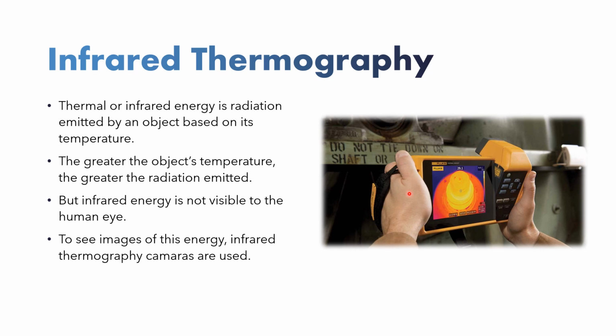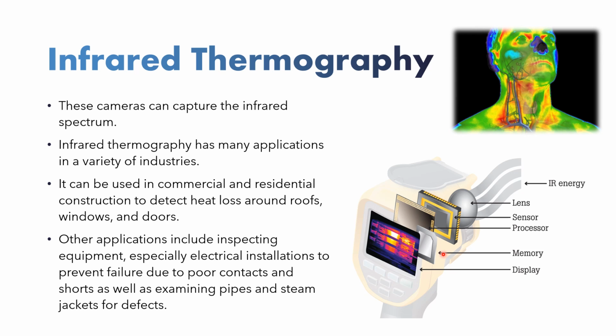But infrared energy is definitely not visible to the human eye. So we need an instrument to be able to look. Yeah. So to see the images of that energy, we have to use this infrared thermography camera. Yeah. You shoot it and you can see the image like that. So these cameras can capture the infrared spectrum. So here you can see the little one right there. Infrared thermography has many applications in a variety of industries, and it can be used in commercial and residential construction, because we want to detect the heat loss around the roof, windows, and doors.